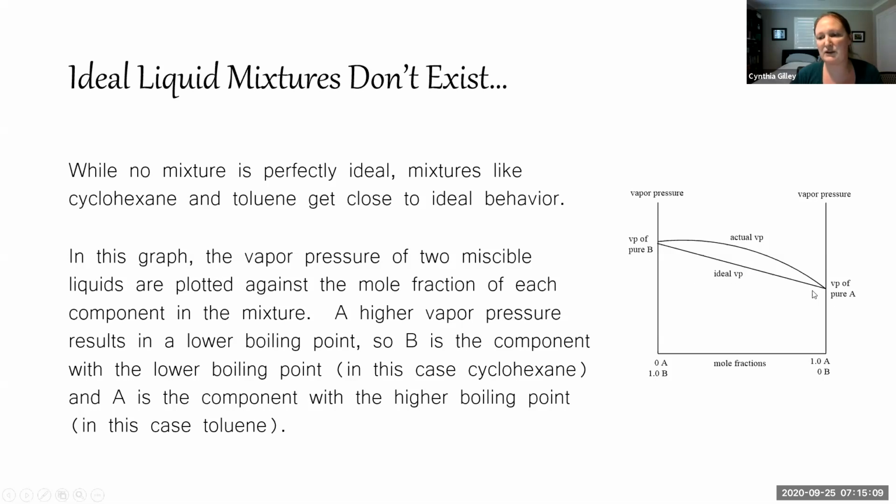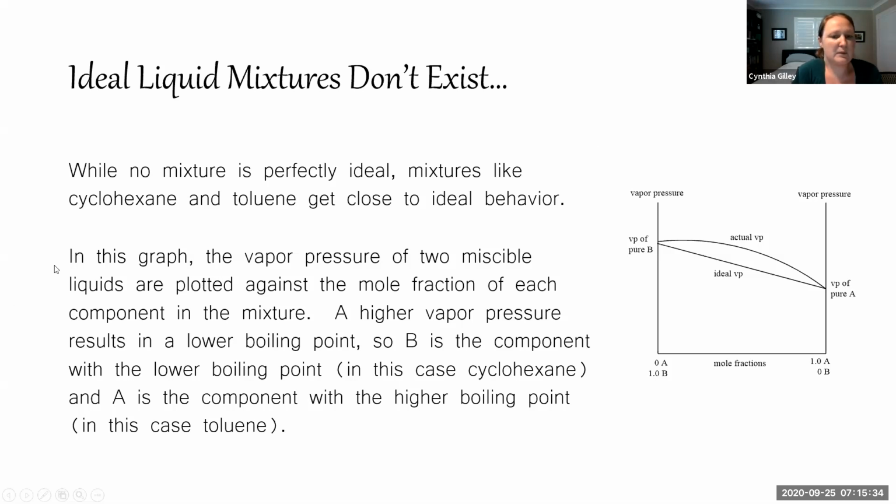So if you have a mixture that's 50% A and 50% B, if it was an ideal liquid mixture, and the tendency to escape is the same, then the vapor pressure will be exactly between A and B, because you have 50% contribution from A and 50% contribution from B. So let's read what it says here.